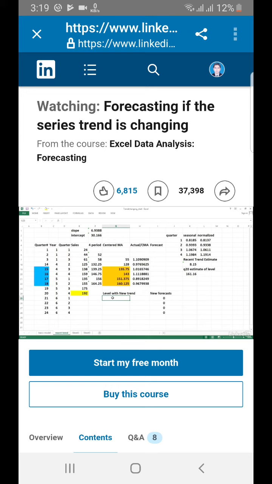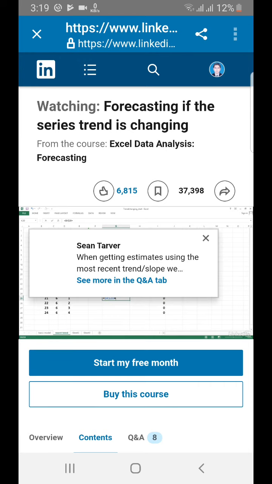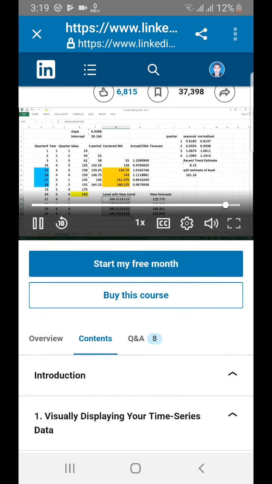Well, that's simple. I take that estimate of level, I $sign it. I don't want that to change when I copy it down, so I $sign both the letter and the number. And then I take the trend per quarter, and I multiply it by how many quarters ahead I'm going. And I put in 1 through 4 because that's last video.